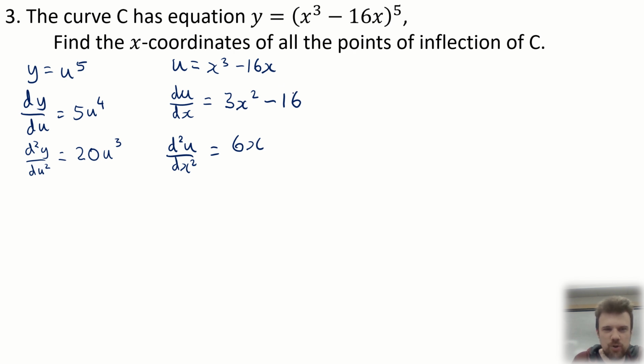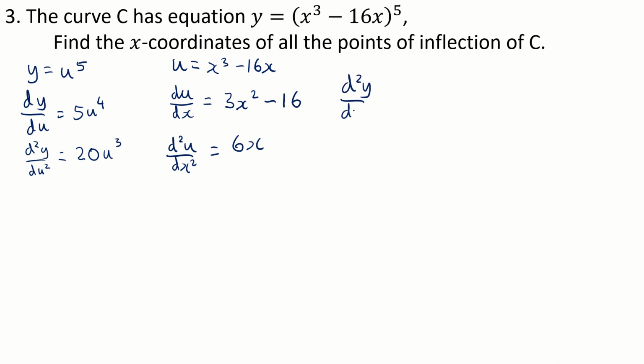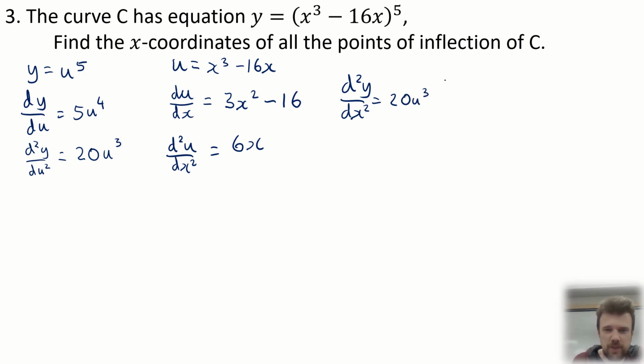Nice. So now we can use all that stuff to find the second order derivative. I'm going to cram that up here. Why not? Therefore, that's going to be d squared y over du squared, 20, see, I don't know the formula that well, (3x squared minus 16) all squared, plus, what else do we have? We've got dy/du, which is 5u to the 4, and then we've got d squared u over dx squared, which is 6x.